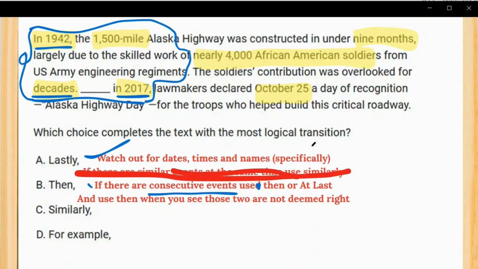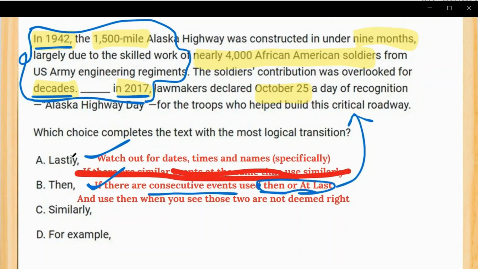Now, there is something similar to what we can see. Use "then" or "at last." There are two transitions that we can use here. As we can see, this whole paragraph is consecutive events and it is almost similar to what we have been discussing right now. So there's a high chance that we can use both of these transitions, right? Now let's get to the options that we have been given.